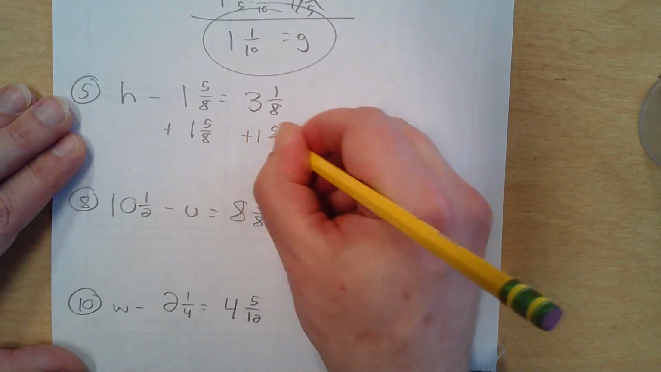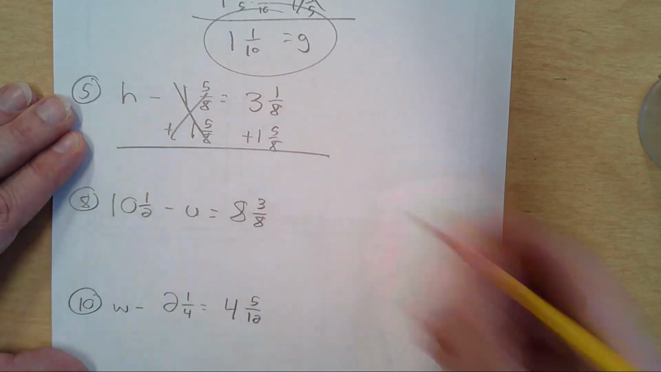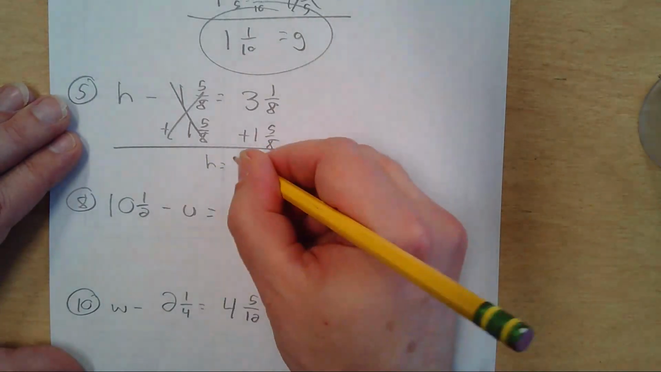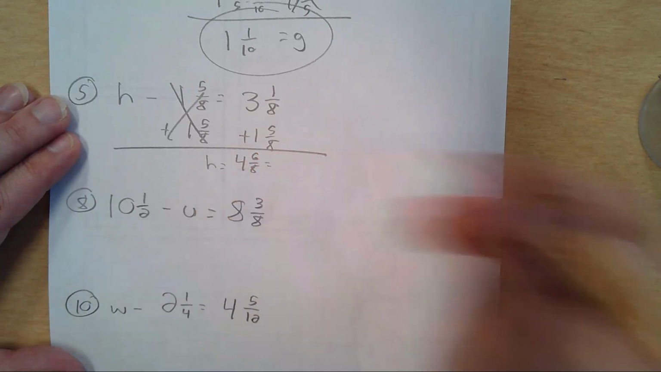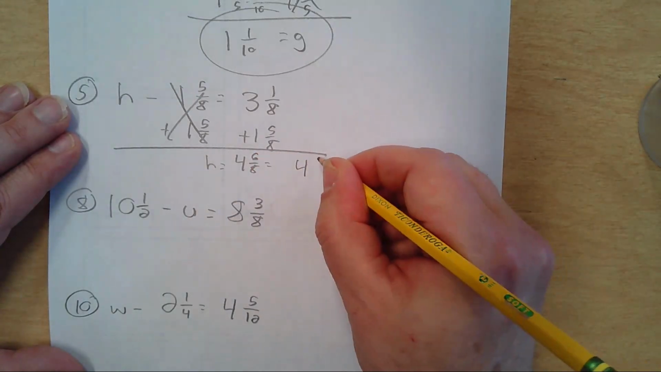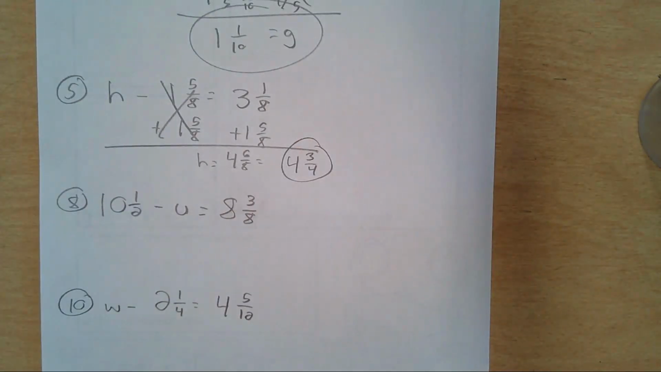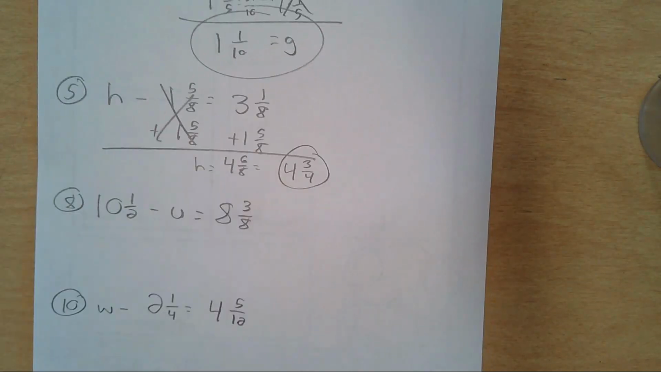And then the common denominator is 8, so that equals 4 and 6/8. Yep. And then you simplify and it turns into 4 and 3/4. Yes, it does. Perfect. What am I doing to H? Subtracting 1 and 5/8 from it. How do I undo that? Add 1 and 5/8 to both sides.